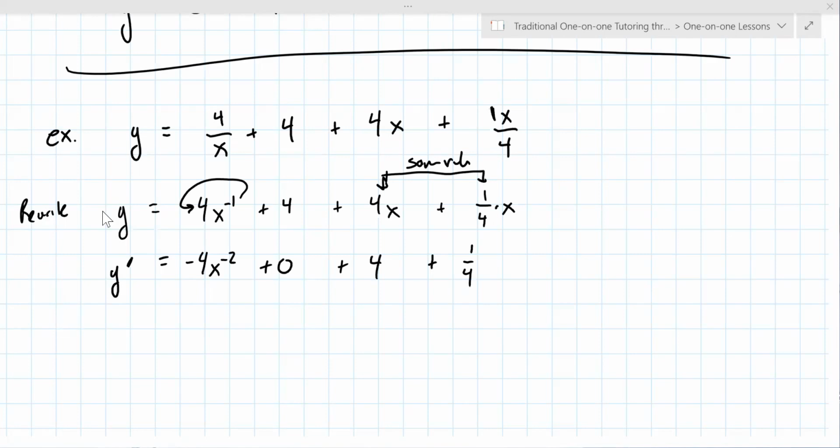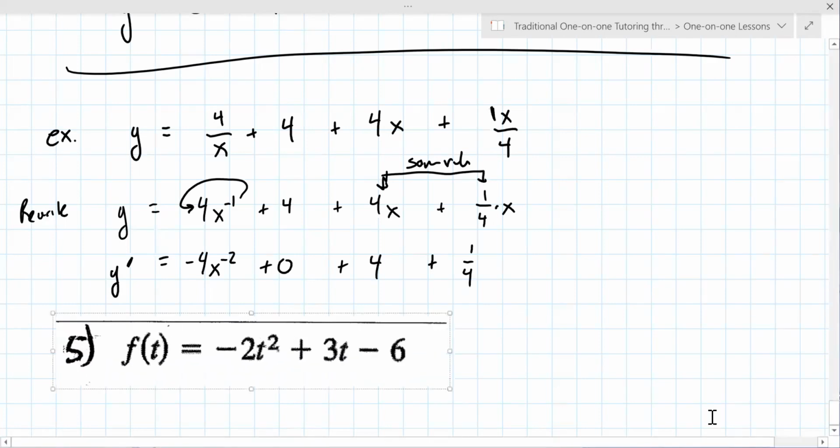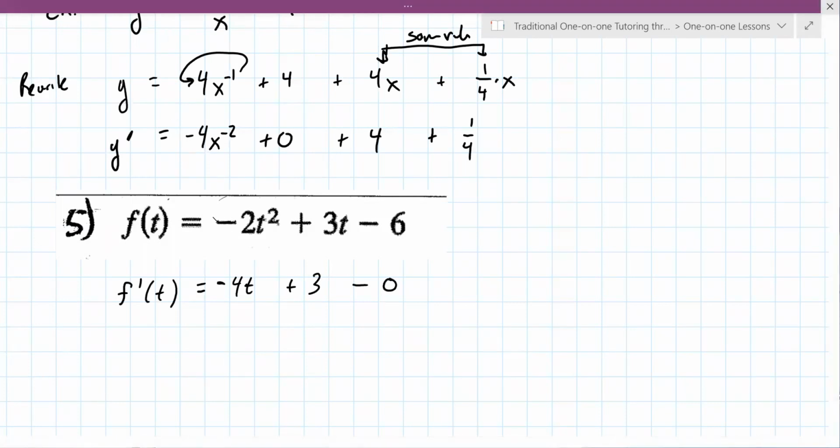So the first thing is that you can use other letters. It doesn't have to be x. x is just the letter we use in math, but you can take the derivative with respect to t. So here you're still going to use that rule. You're going to bring that 2 down, right? Like minus 4t plus 3 minus 0.